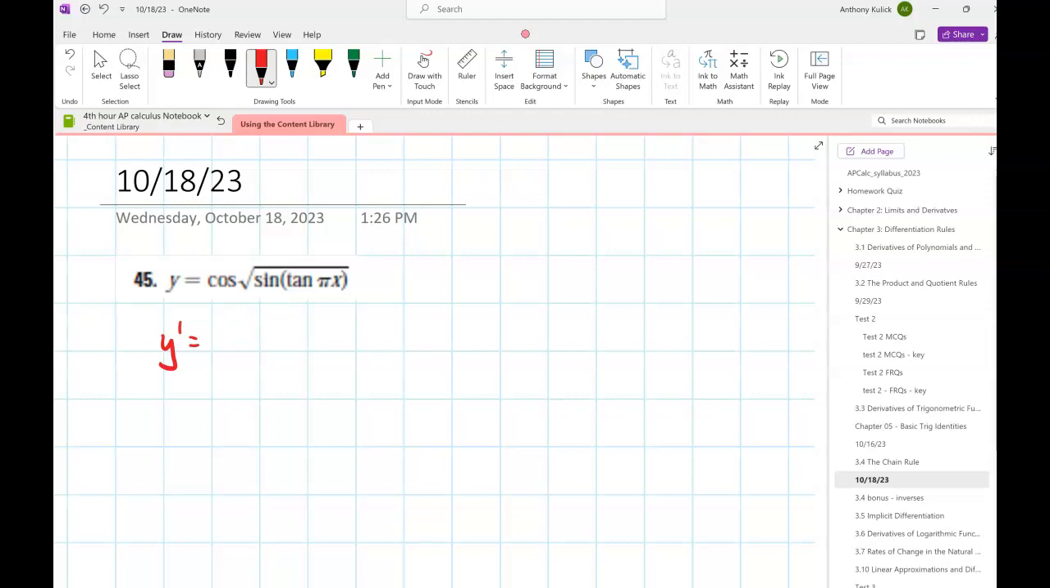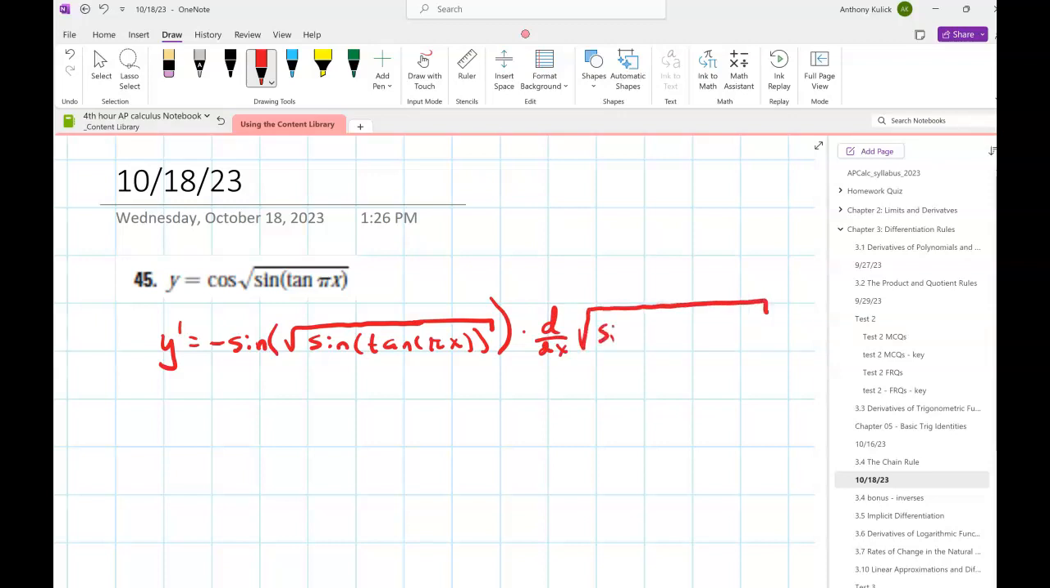Cosine x, right? The derivative of cosine is negative sine. And then all of the innards are all going to stay the same. And then we have times the derivative of the innards. So that stuff is going to stay. Now let's do the next derivative.